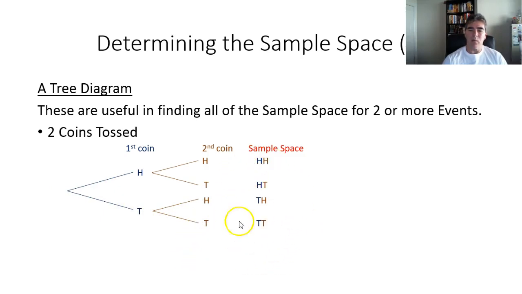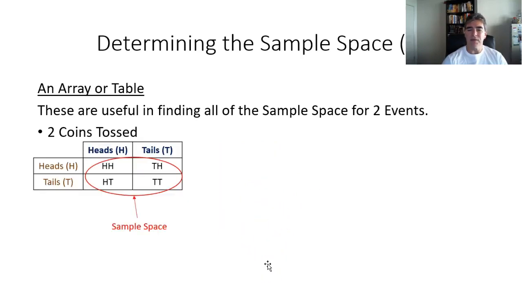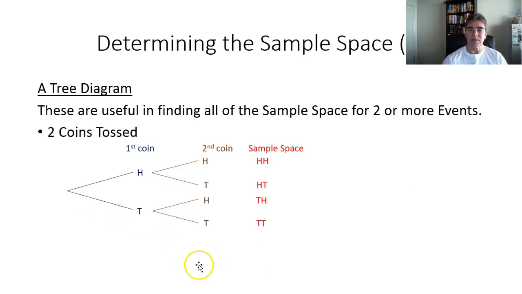So what we've come up with is exactly the same sample space as what we got when we compared it to the table. Okay, so same sample space. So does it matter which method you use? No, as long as you can understand how you get all of them.